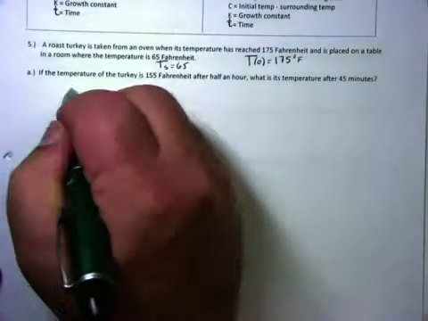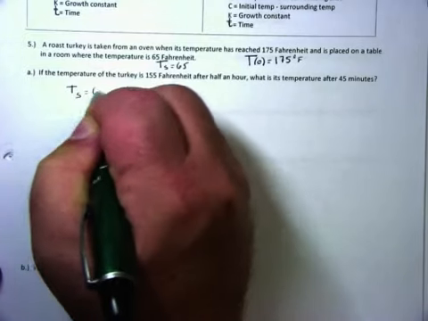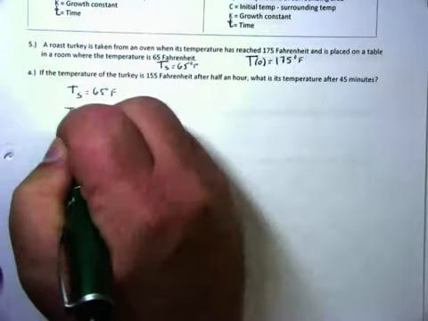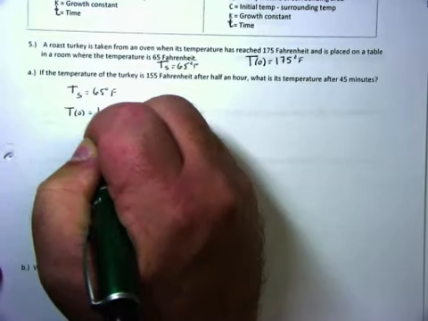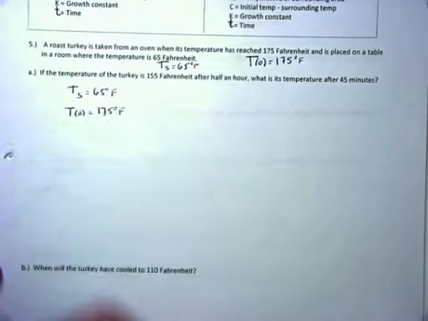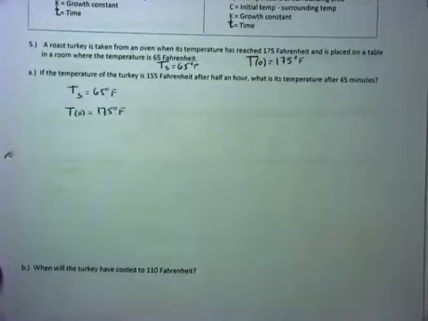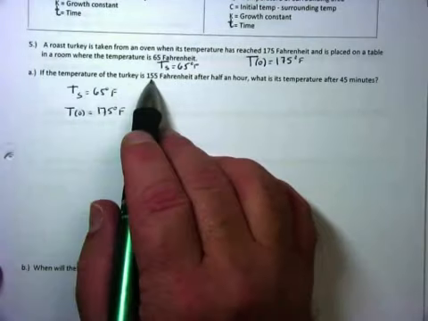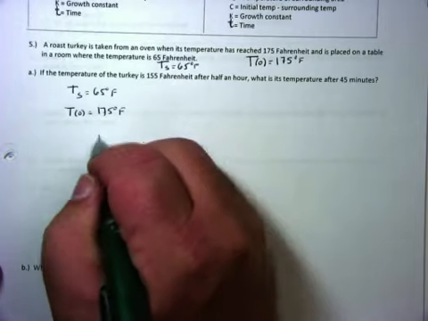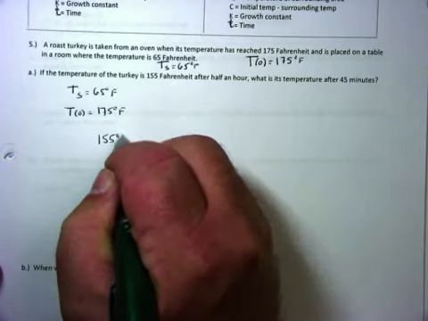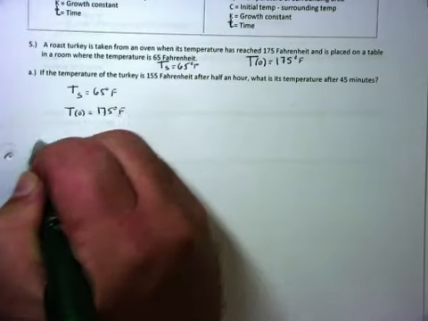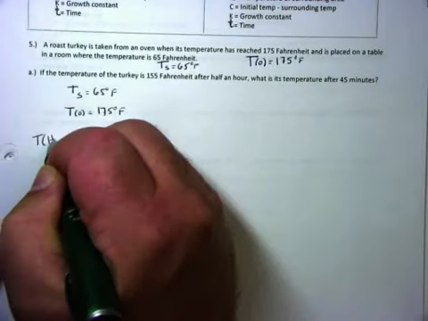So we got some information here. T surrounding, 65 degrees Fahrenheit. The initial temperature of the bird is 175 degrees Fahrenheit. And we know another piece of information. If the temperature of the turkey is 155 degrees Fahrenheit after half an hour. Okay? Temperature after half hour.